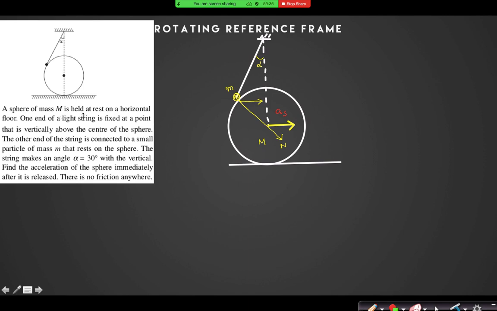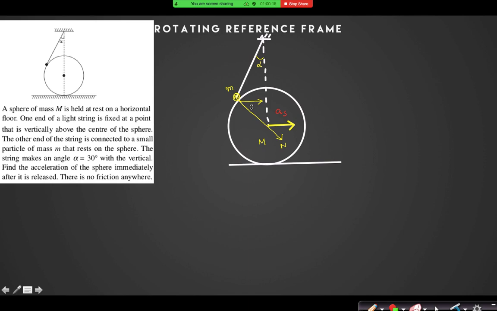A sphere of mass M is held at rest on the horizontal floor. One end of the light string is fixed at a point vertically above the center of the sphere. The other end is connected to a particle, with the string making an angle alpha with the vertical. It is not 90 degree. It is not given, so I will not assume it to be 90 degree. Right? Can I find this angle? The lengths are also not specified. In that case, how can I find that angle? Yes, sir, that is the only problem. Lengths are also not specified.